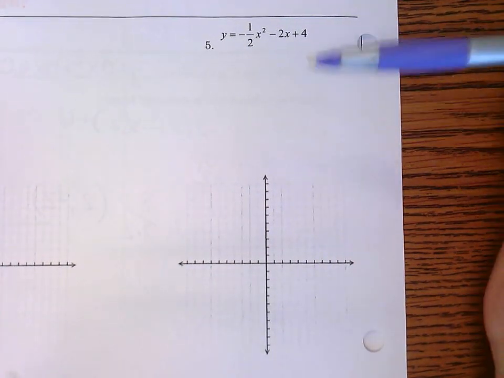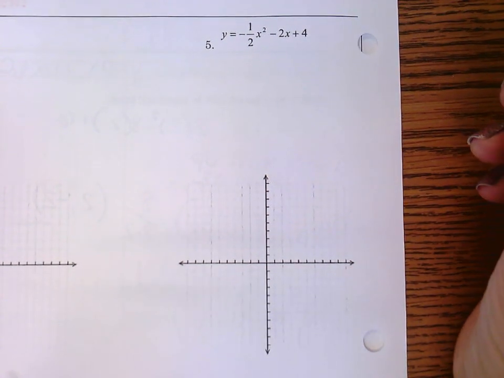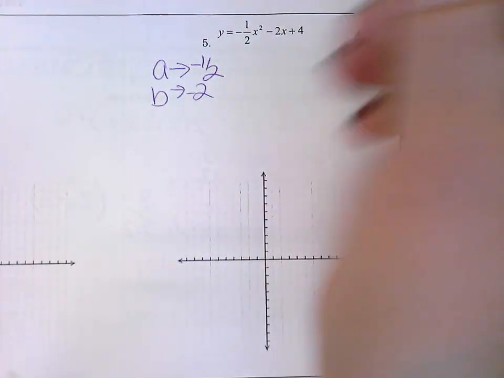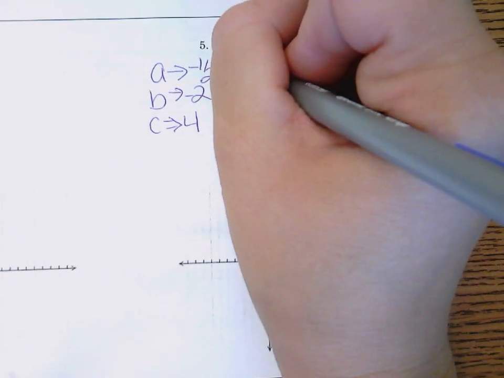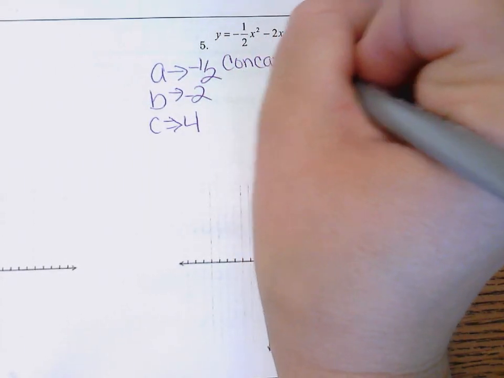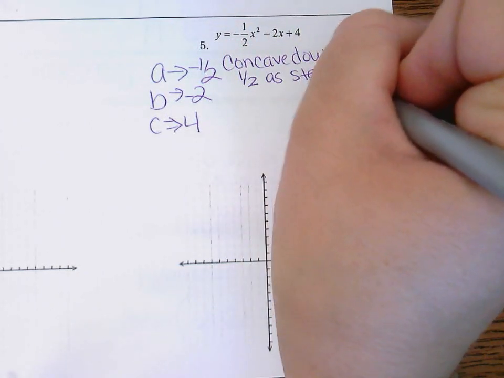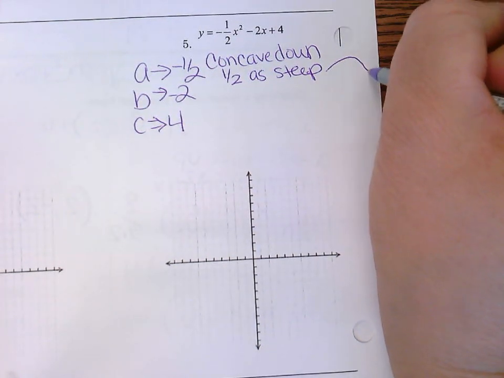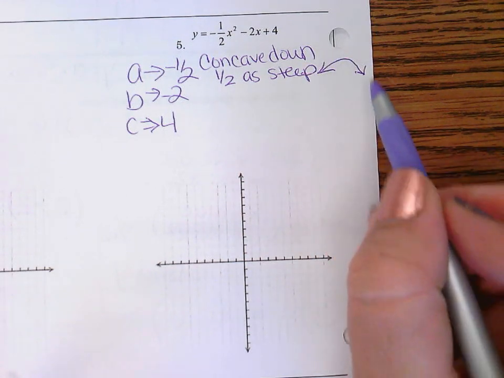I'm picking this one because it's that -1/2. So I thought that might be a little bit more challenging to graph on your own. So A is telling you what? -1/2, B is -2, and C is 4 in this case. So A is telling me it's concave down this time, and it's half as steep. So half as steep is going to kind of look like this, right? It's going to rise and fall very wide. It's going to be a wide parabola.